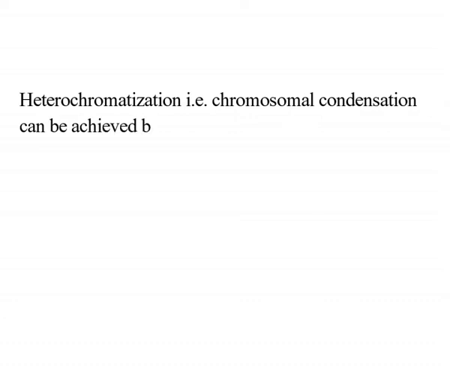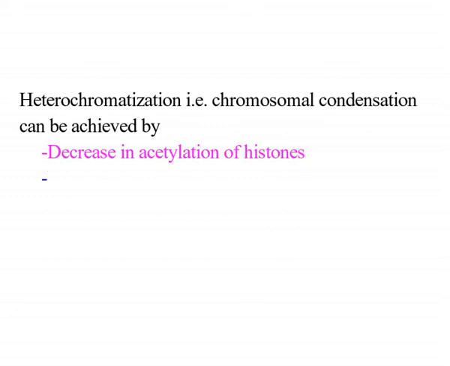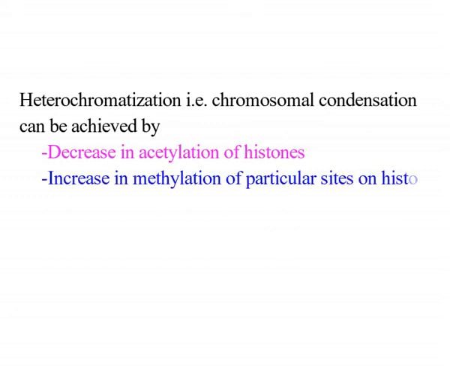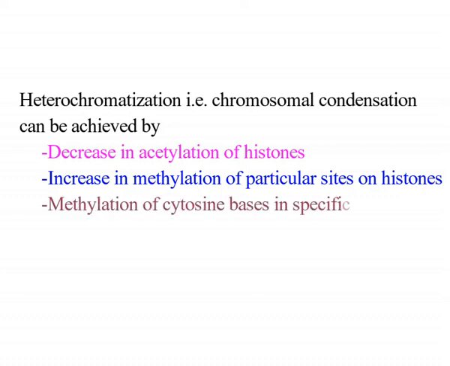The heterochromatization, that is chromosomal condensation, can be achieved by three mechanisms: the decrease in acetylation of histones, increase in methylation of particular sites on histones, and methylation of cytosine bases in specific regions of DNA.